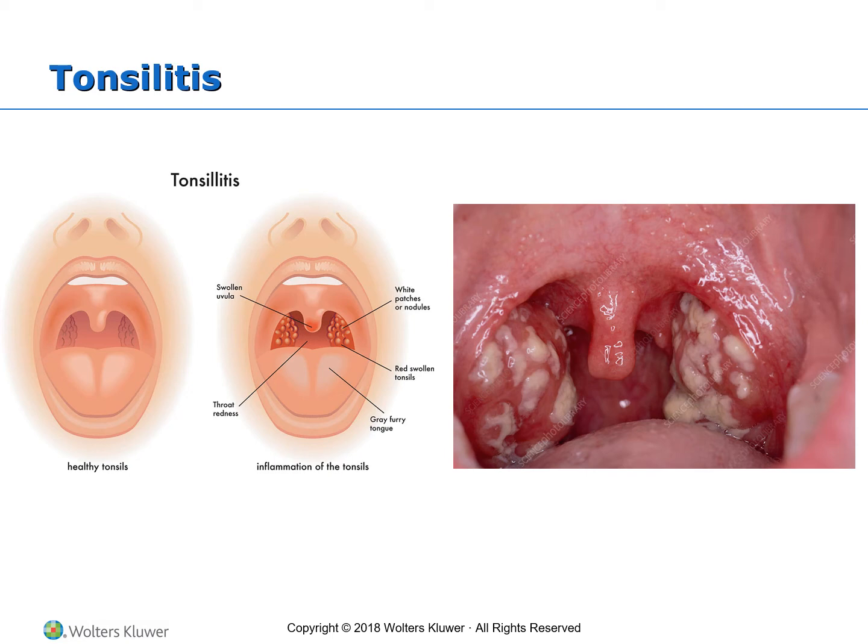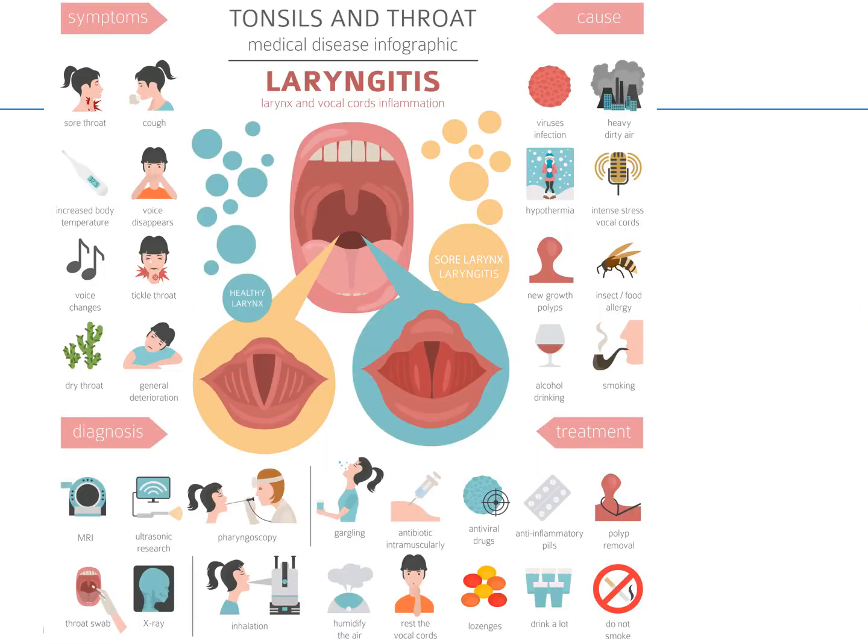They can use a cool mist vaporizer in their room at night, and that will help to keep the area nice and moist, and it promotes healing. They also need to take their full course of antibiotics even if they aren't feeling ill. Laryngitis is whenever they lose their voice or their voice becomes very, very faint. And a lot of it is the same treatment for pharyngitis, tonsillitis. Okay.